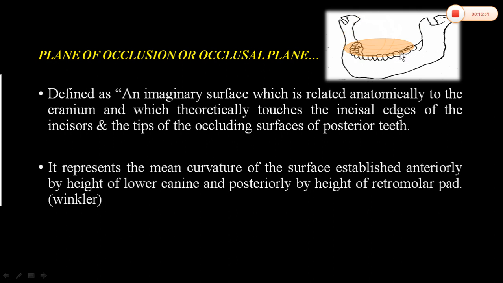It represents the mean curvature of the surface established anteriorly by the height of the lower canine and posteriorly by the height of the retromolar pad. What Winkler says is, when you take a mandible, the occlusal plane runs from the cusp tip of the mandibular canine to the retromolar pad. Usually the cusp tip of the mandibular canine will be at the commissure or corner of the mouth. So from the corners of the mouth to the retromolar pad, the occlusal plane has to be at that level. It should not be too high or too low.